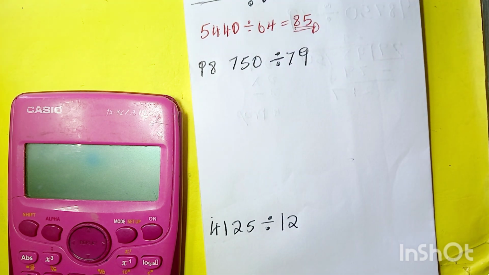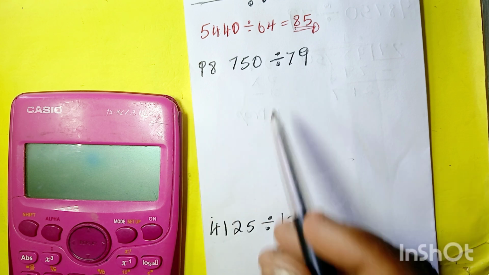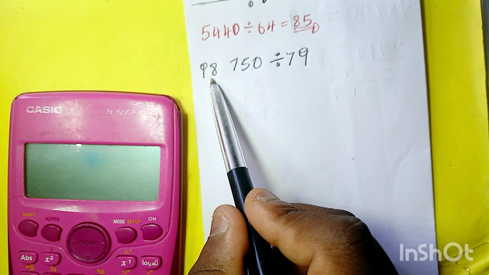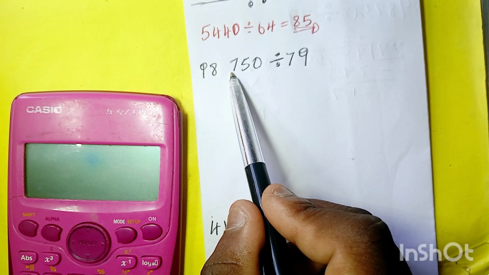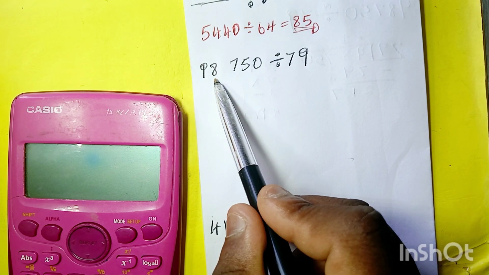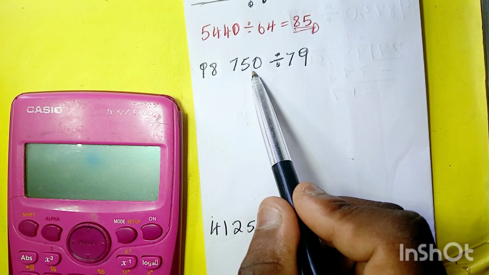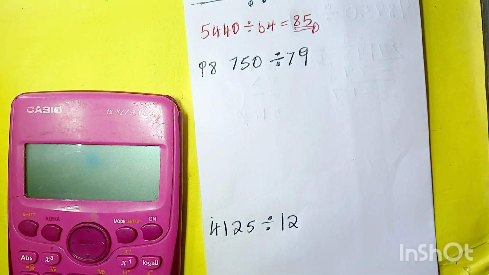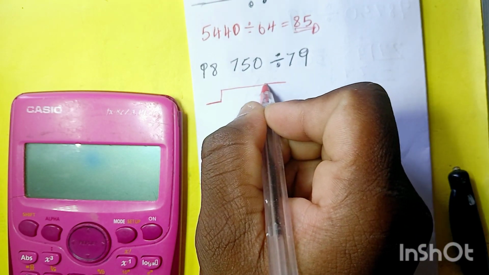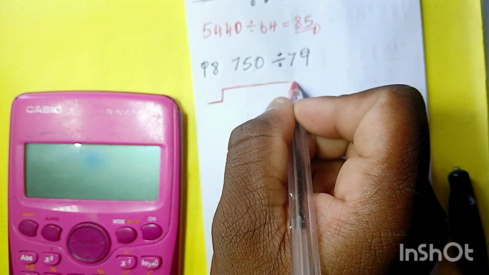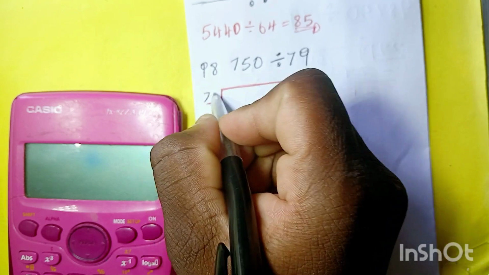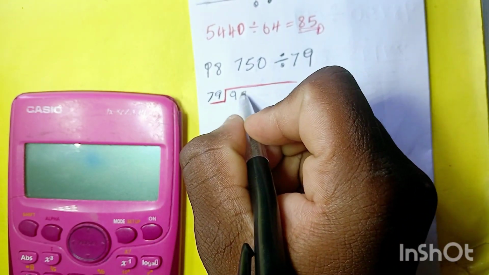So the first thing that you do, guys, if you come across this question, is this number, 98,750 divided by 79. Let's write this in its format, in a column format. On your left-hand side write the small number, then on your right-hand side write the bigger number.